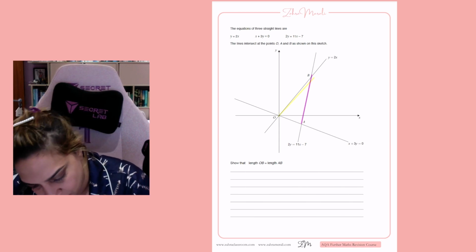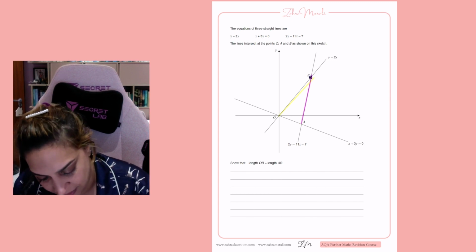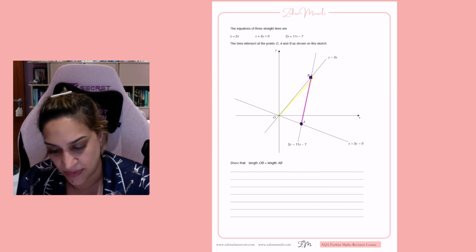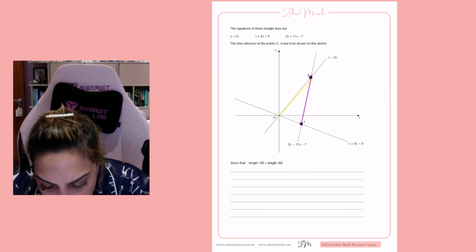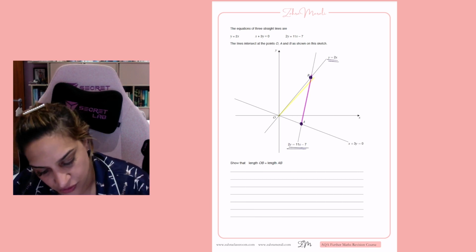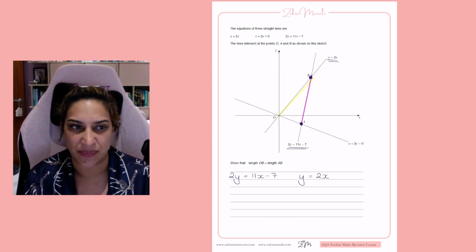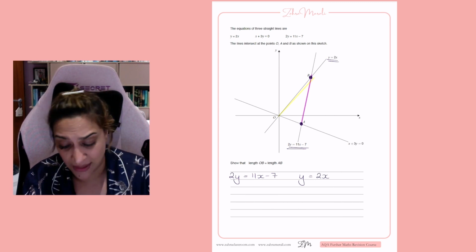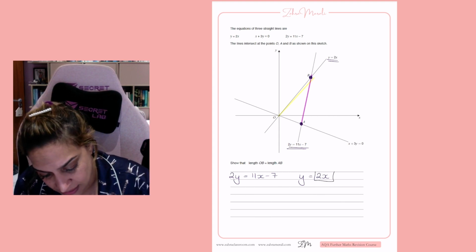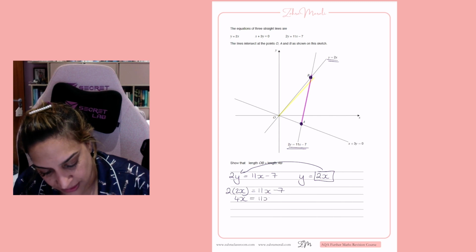If I want to find out the distance, the first thing I'm going to have to do is work out the coordinate here and the coordinate here. So the coordinate of B is when y equals 2x meets this graph here. So we've got 2y equals 11x minus 7 and y equals 2x. This is easy because you've already got y equals something. You can just substitute the 2x into the y. So we get 2 lots of 2x equals 11x minus 7. 4x equals 11x minus 7.